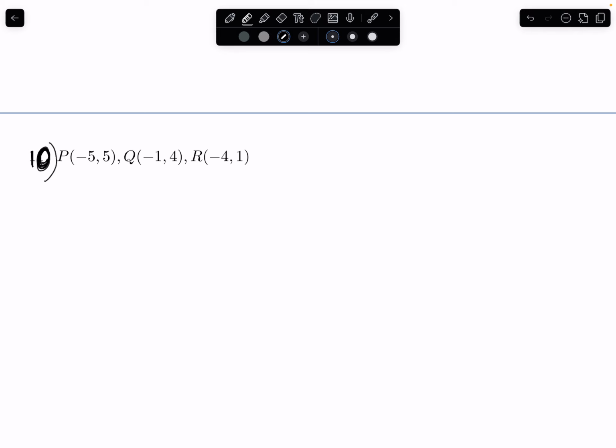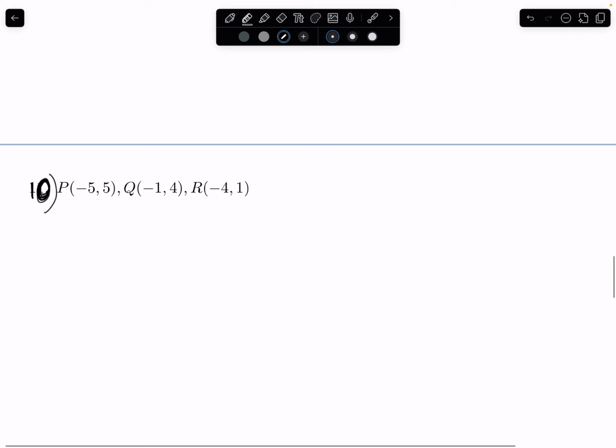Okay, question number 10. Okay, I've got a triangle PQR. Well, I'm going to check first the segment PQ. How long is PQ? Then I'm going to check this segment. We'll call that QR. Since it's a line segment, sometimes we write a line over the top. And then PR.